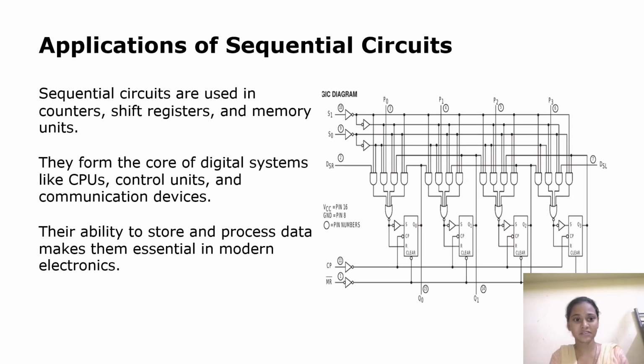Applications of sequential circuits. Sequential circuits are used in counters, shift registers, and memory units. They form the core of digital systems like CPUs, control units, and communication devices. Their ability to store and process data makes them essential in modern electronics.